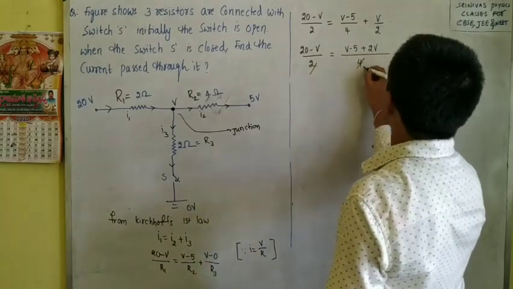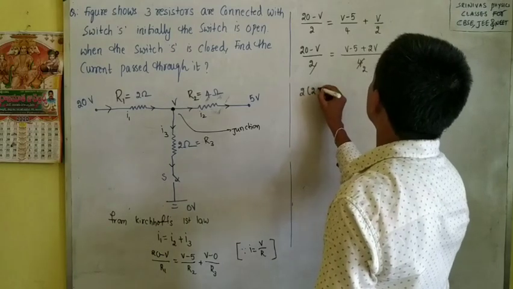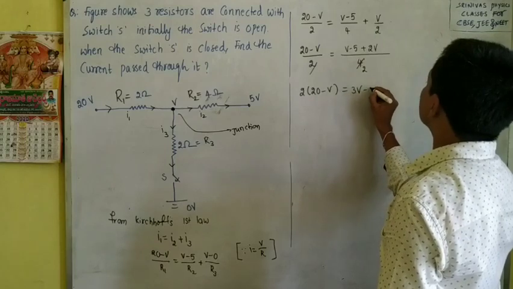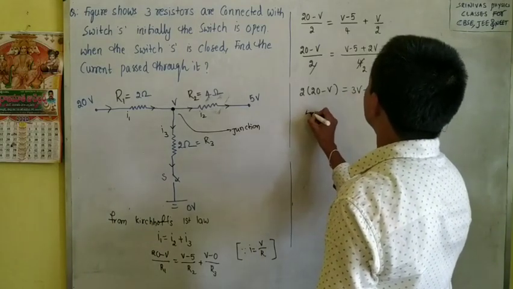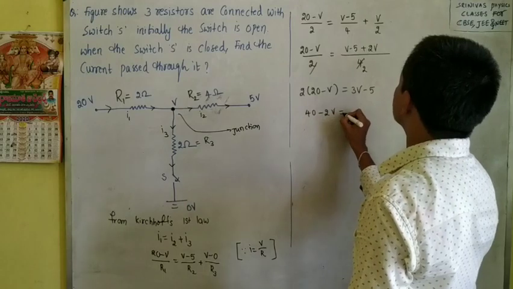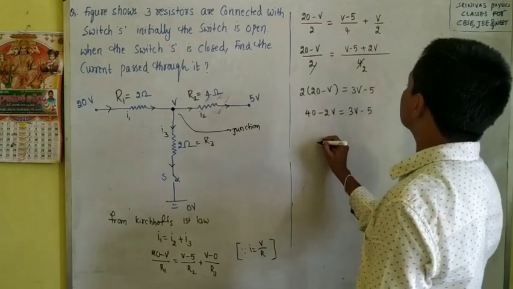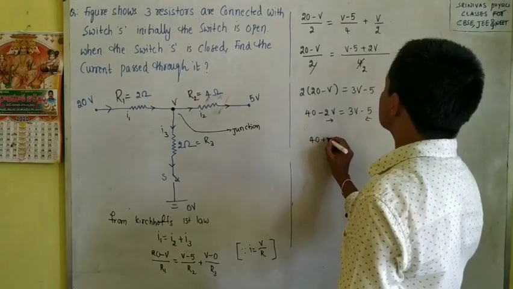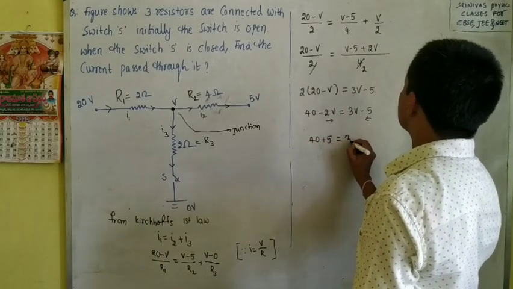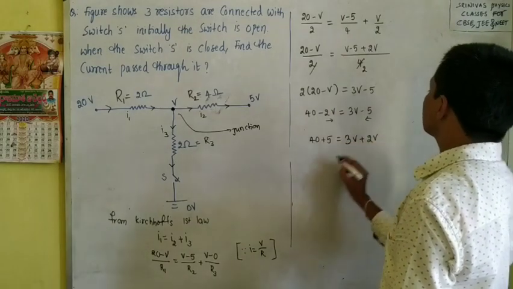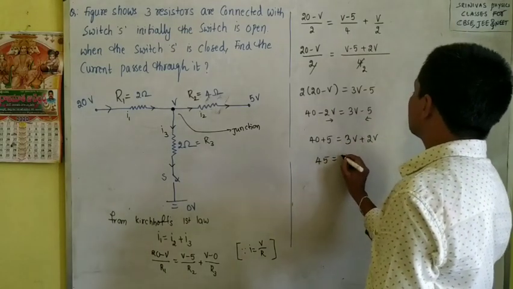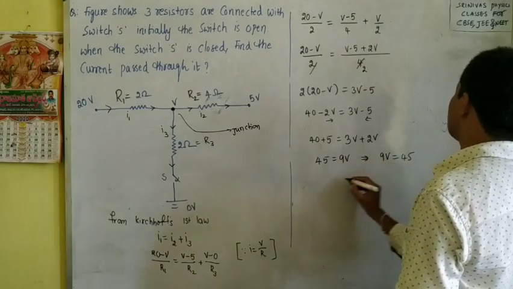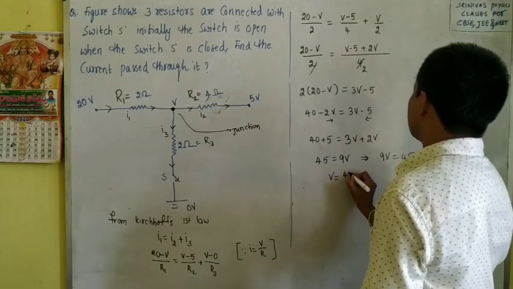Then the 2s cancel here, then 2 comes to the left side. 2 into 20 minus V is equal to this V plus 2V, 3V minus 5 we will get. This is 40 minus 2V is equal to 3V minus 5. This 2V is taken to the left side, 5 taken to the right side. 40 plus 5 is equal to 3V plus 2V you will get. Then 45 is equal to 9V, then V is equal to 45 by 9.